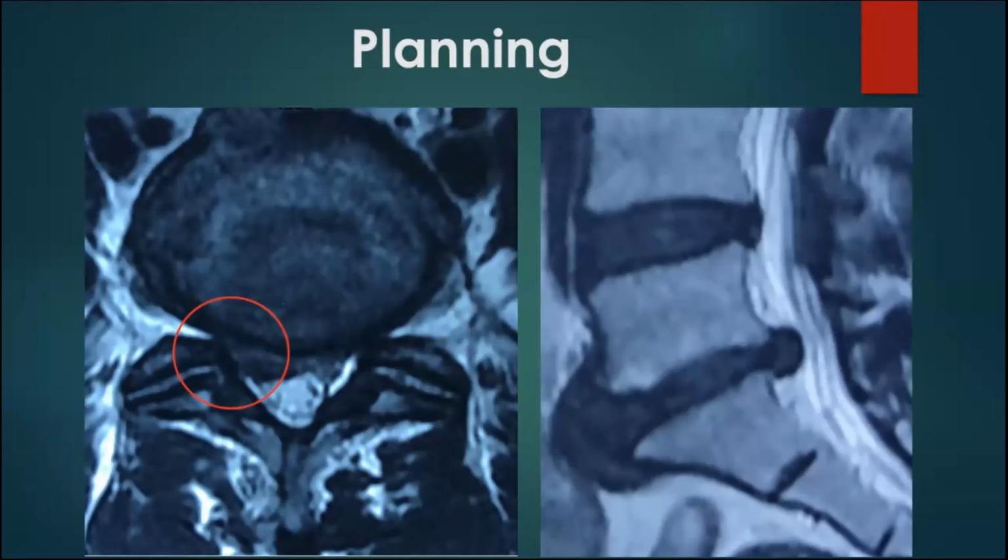We need to understand what components are causing compression here. When we see here, is it the disc causing compression, or the ligament also causing the stenosis? This planning helps us decide whether we need to drill the facet, or how much lateral we need to drill, or how much lamina we need to remove, and how big the interlaminar window is.